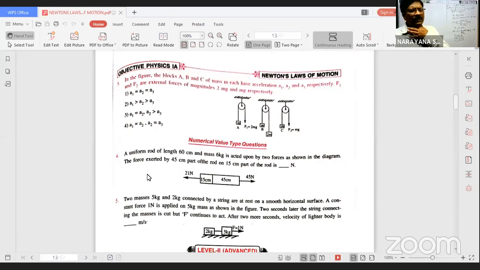Okay, these concepts are there in integrated material. Already a number of times I said most of the concepts are in integrated material. Okay, fifth problem.